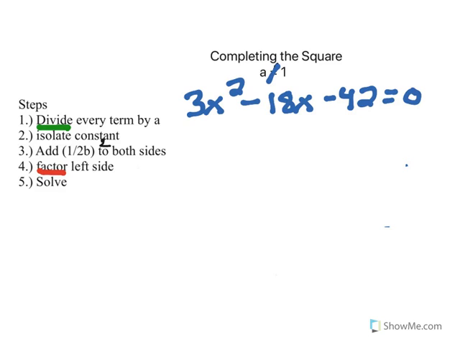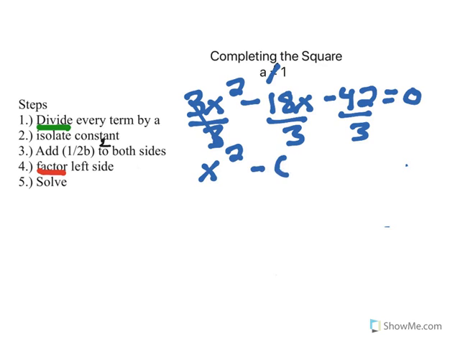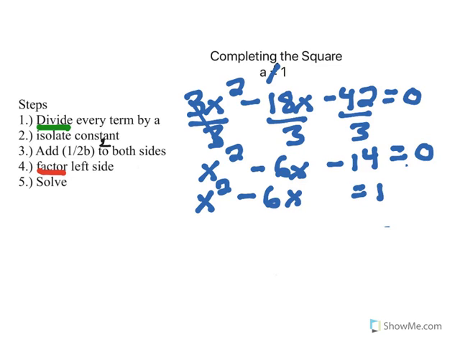Again, we have something in front of our x squared. We have an a, so we want to get rid of that. So we're going to divide each term here by 3. When I do that, I'm left with x squared minus 6x minus 14 equals 0. Now we want to isolate that constant. So we're going to move our negative 14 over to the other side. So it's going to be x squared minus 6x equals positive 14 when I move it over.